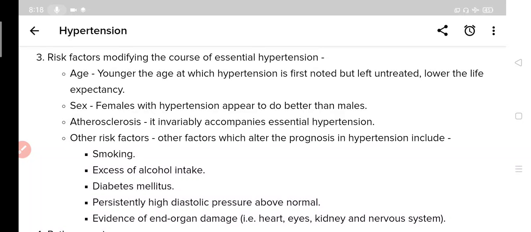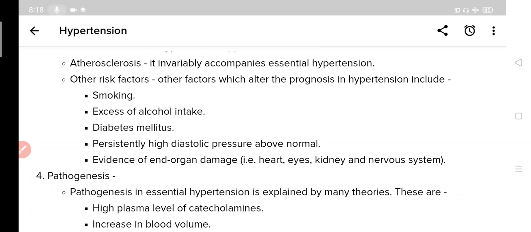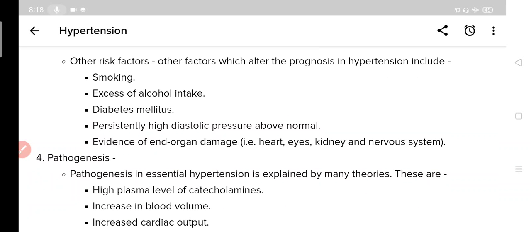Third one is atherosclerosis, and atherosclerosis invariably accompanies essential hypertension. That means if a person has hypertension, he will certainly also have atherosclerosis, and atherosclerosis will worsen the prognosis of hypertension. And there are some other factors also which modify the course. Those are smoking, excess alcohol intake, diabetes mellitus, persistently high diastolic pressure above normal, and evidence of end organ damage like heart, eyes, kidneys, and nervous system.